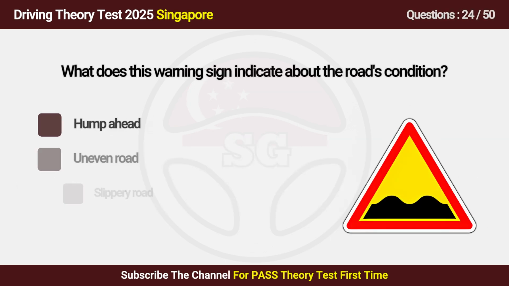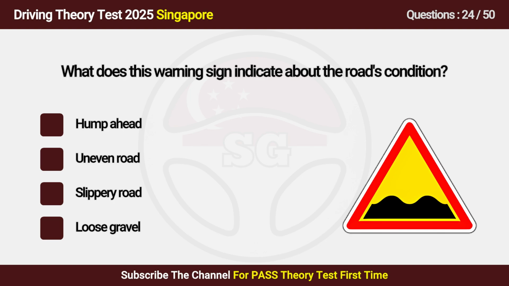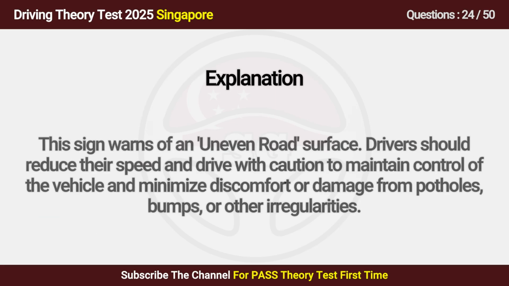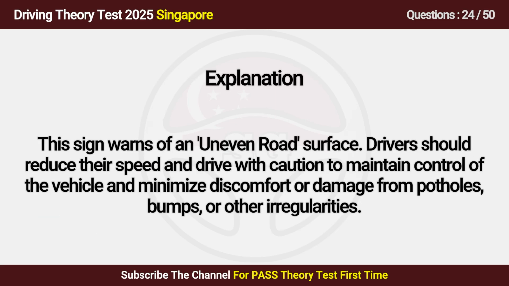Question 24. What does this warning sign indicate about the road's condition? A. Hump ahead. B. Uneven road. C. Slippery road. D. Loose gravel. Answer is B. Uneven road. This sign warns of an uneven road surface. Drivers should reduce their speed and drive with caution to maintain control of the vehicle and minimize discomfort or damage from potholes, bumps, or other irregularities.